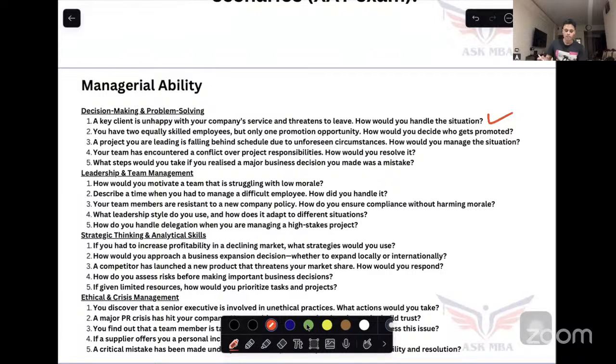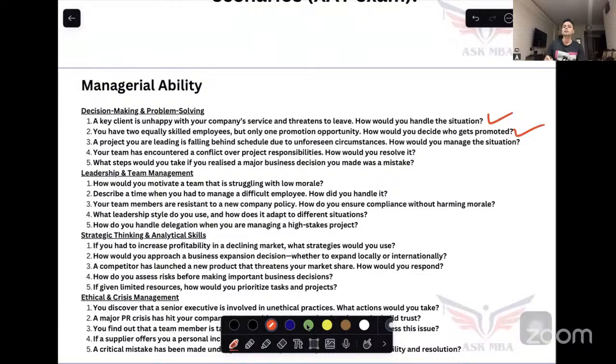You have two equally skilled employees, but only one promotion opportunity. How would you decide who gets promoted? Again, another question where, of course, options are given here, guys. Situations are given, not the options. So based on the options, you have to figure it out. Your team has encountered a conflict, that is the fourth one, over project responsibilities. How would you resolve it? Or a project you are leading.